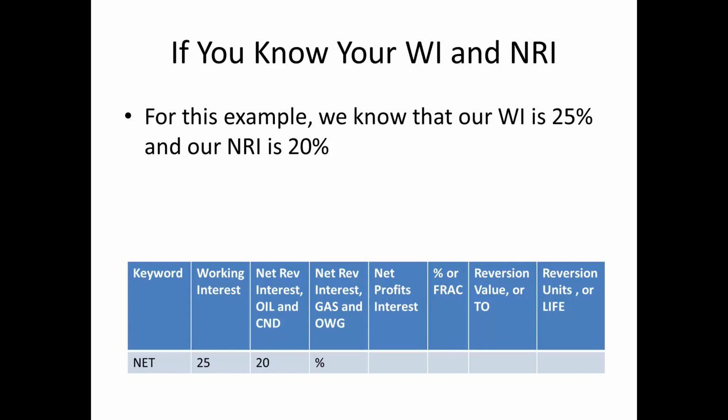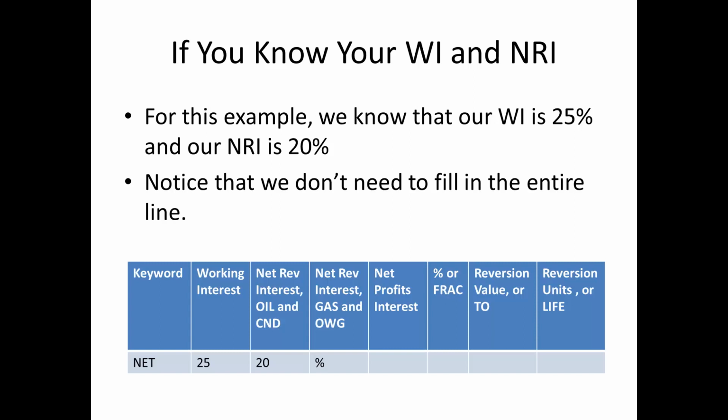For this example, the working interest, also called WI, is 25% and the net revenue interest, also called NRI, is 20%. The keyword for the line is net. The working interest of 25 is entered in the second cell and the NRI of 20 in the third cell. The line ends with a percentage sign. You do not need to fill in the remaining cells.